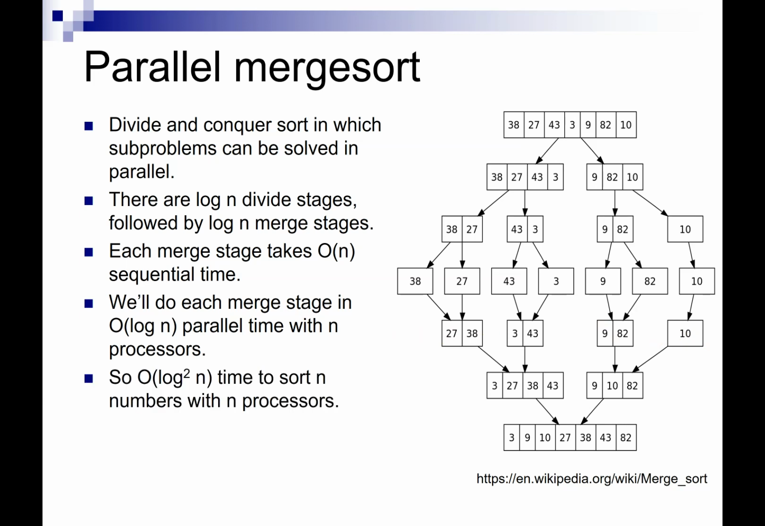All right, so now each of these merging stages takes you log n time, and then you have log n of these merging stages. So that means that in total, you're going to take log squared n time to sort using n processors.